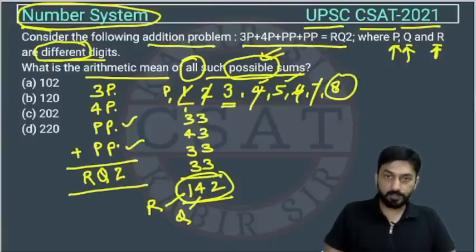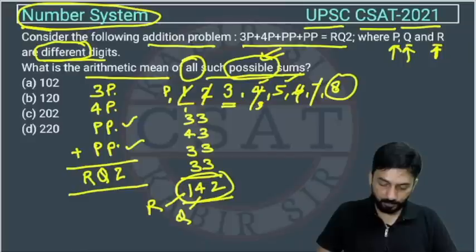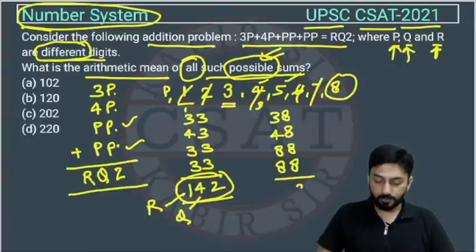So now if 8 is possible, then this will become 38, right? This will become 48 and this will become 88 and this is 88, right? So 8 4s are 32, right? 8 or 8, 16 plus 4, 20 plus 6, 26, right?